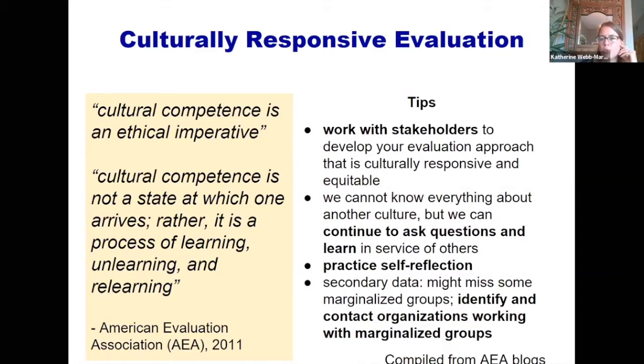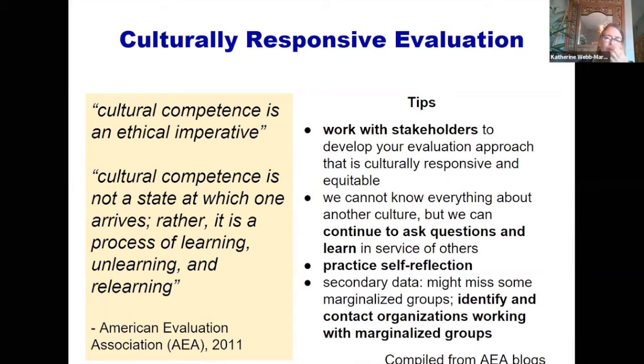So I just pulled up a couple of resources of a professional association that Vikram and I belong to, the American Evaluation Association. And just a reminder that this is not something where we're going to arrive and we're done. We're going to be always learning, unlearning, and relearning, and demographics change constantly. So we are all committed to this ongoing process.